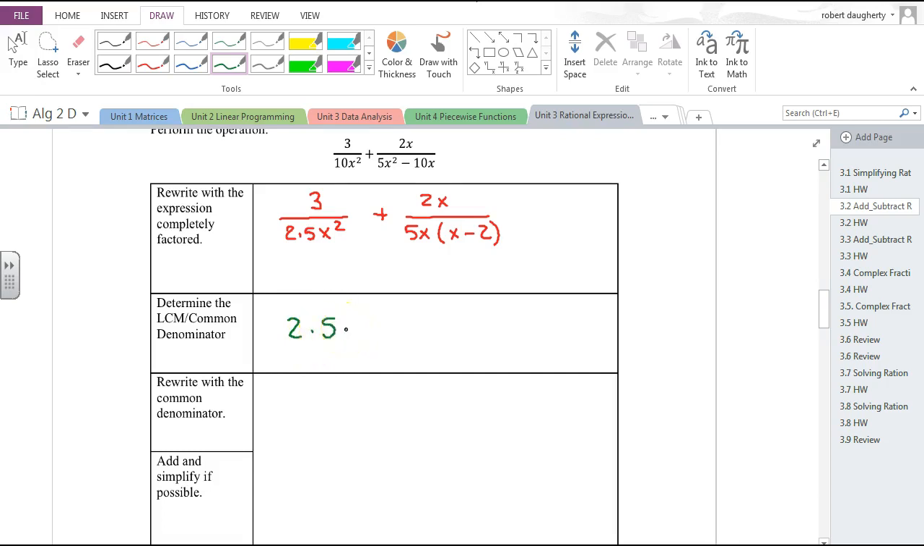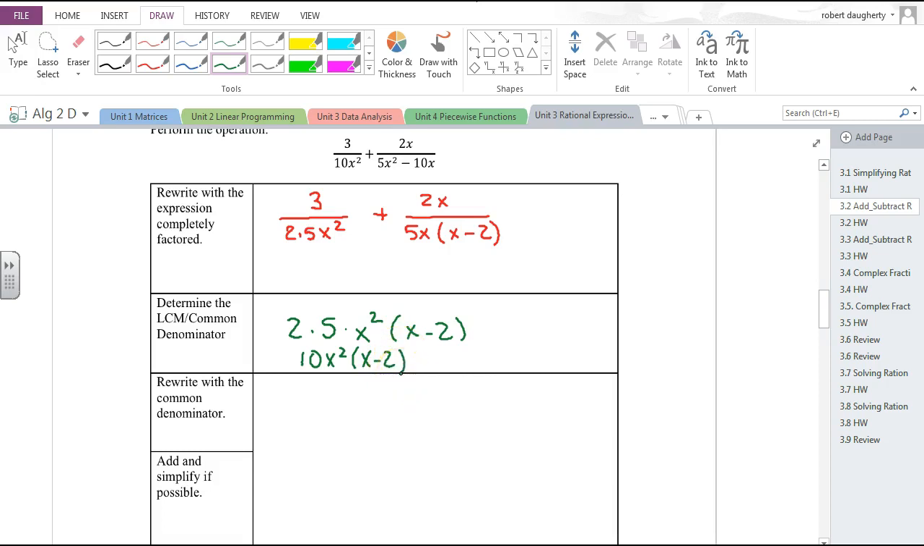What else do I have to have? x squared. Now this tells me I have to have a 5. I'm in luck because I already have it. This tells me I need an x. I'm in luck because I already wrote down x squared. I've got 2 of them. And then this tells me I need what? x minus 2. So that is my common denominator. My common denominator is going to be 10 x squared times x minus 2.